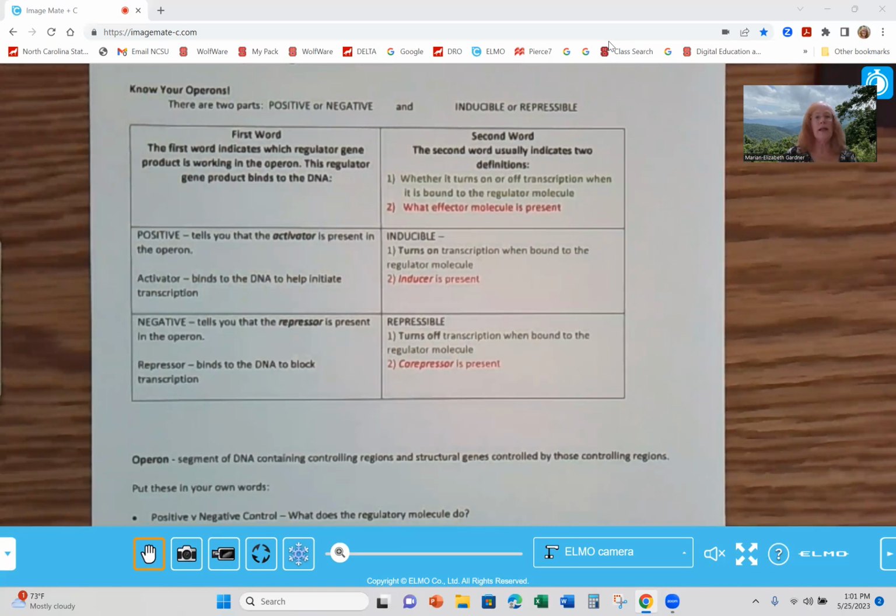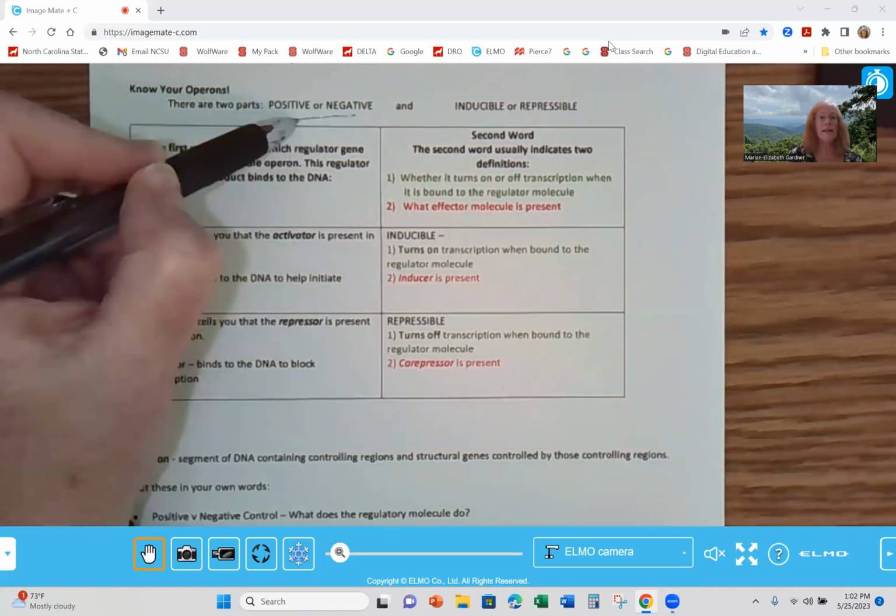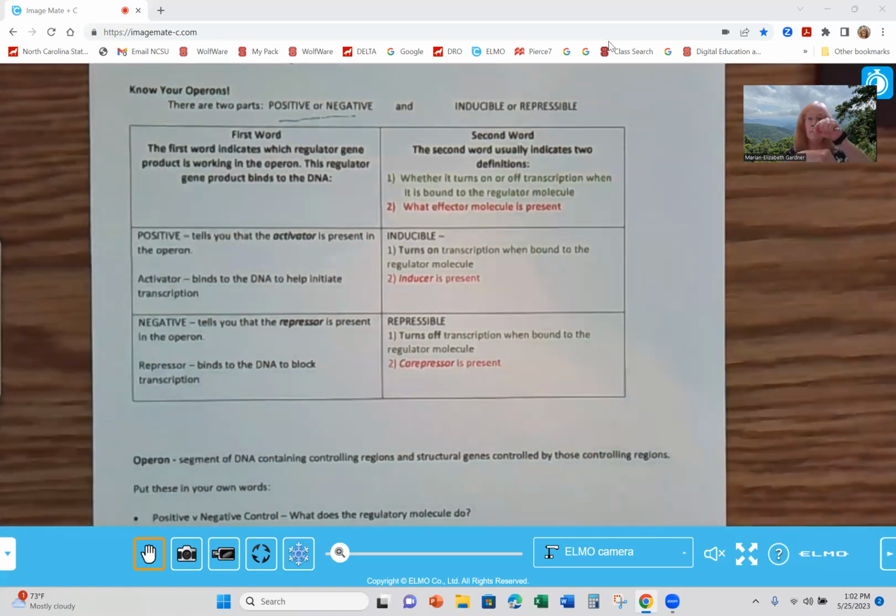So, when we talk about operons, there are two parts. The first word is either positive or negative control. Positive control tells you there's some activator that's present, and the activator binds to the DNA to help initiate transcription. Negative control tells you there's a repressor that's present, and the repressor binds to the DNA to prevent transcription. That first word, positive or negative, is always something binding to the DNA, and then positive, we get an increase in transcription, negative, we get a decrease.